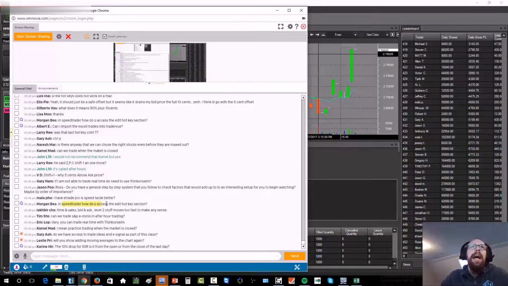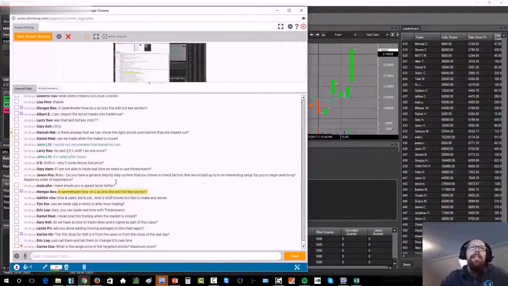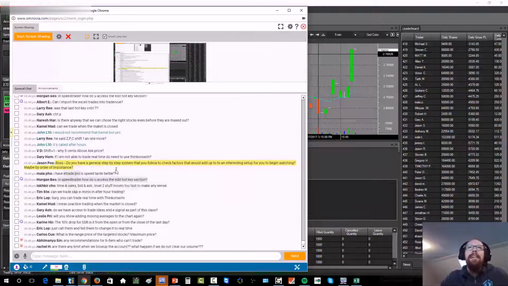In SpeedTrader, how do you access the hotkey section? You access that by going to the tools and then going down to hotkeys from the top menu item. Mala, SpeedTrader or Lightspeed Financial will almost definitely be faster than E-Trade because E-Trade is very limited in direct access routing options. Jason, yes, I'm going to be covering that step-by-step process in Chapter 3 when we talk about stock selection.